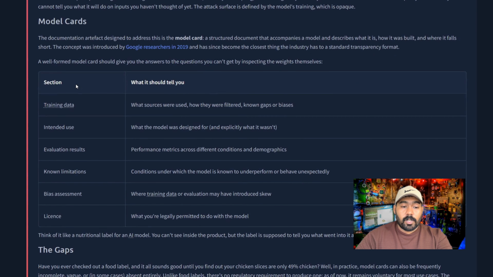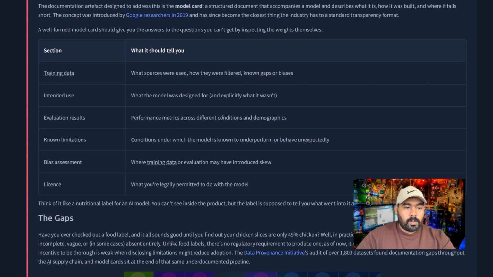The documentation artifact designed to address this is the model card, a structured document that accompanies a model and describes what it is, how it is built, and where it falls short. The concept was introduced by Google researchers in 2019 and has since become the closest thing in the industry to a standard transparency format. Here it explains, as a table, what a well-formed model card should cover. You can go through the table.